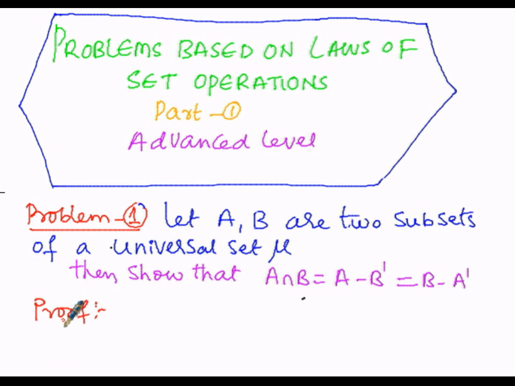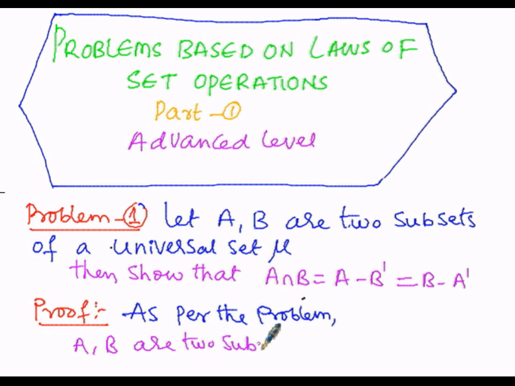The proof starts now. As per the problem, A and B are two subsets of universal set mu. But here we have to prove the condition as A intersection B equals A minus B dash equals B minus A dash. So the condition to be proved is A intersection B equals A minus B dash, which equals B minus A dash.